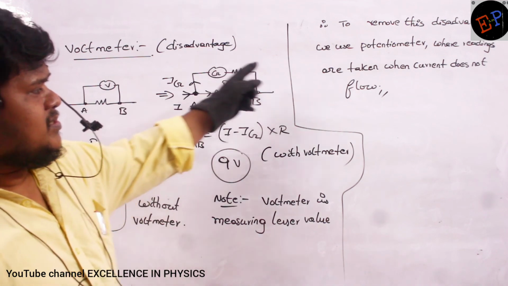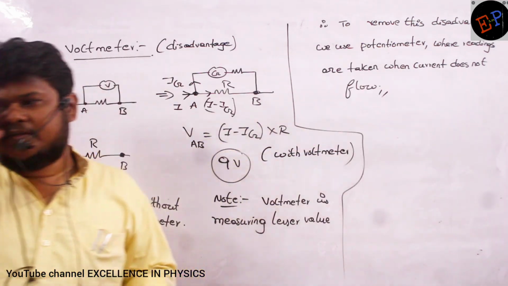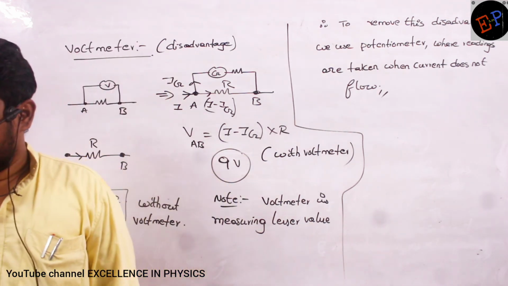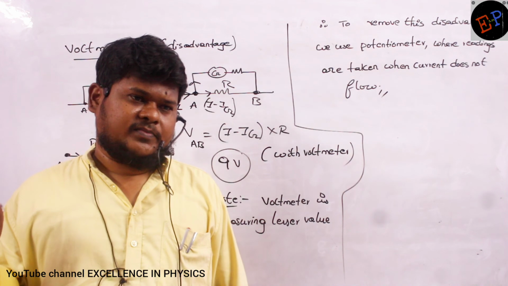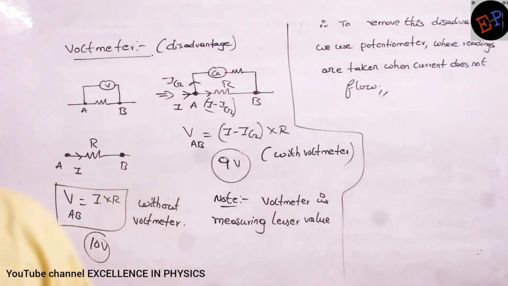So what we do is, instead of this, we will use potentiometer. And potentiometer is such an instrument where we take the readings when current is not flowing. So therefore there is no concept of resistance. So therefore we will get original values. That is the advantage of potentiometer.